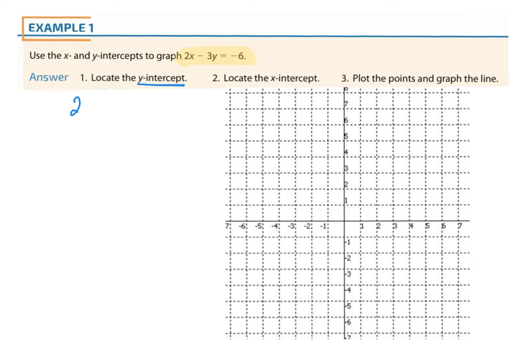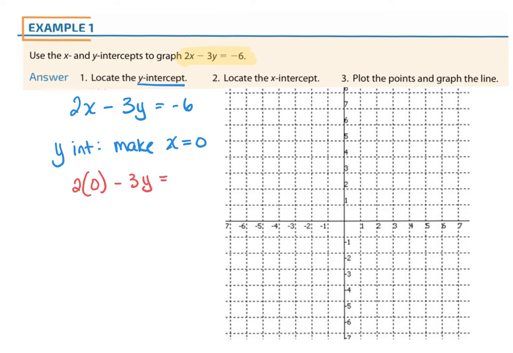So if I take this equation and I want to find my y-intercept, in order to find the y-intercept, you make your x equal to 0. That's how you find it. So I'm going to do just that. I'm going to say, well, if x is 0, then it's going to look like this, which means the ax part of it just zeroes out. Okay, it's just gone because it's a 0. And I'm left with just -3y equals -6.